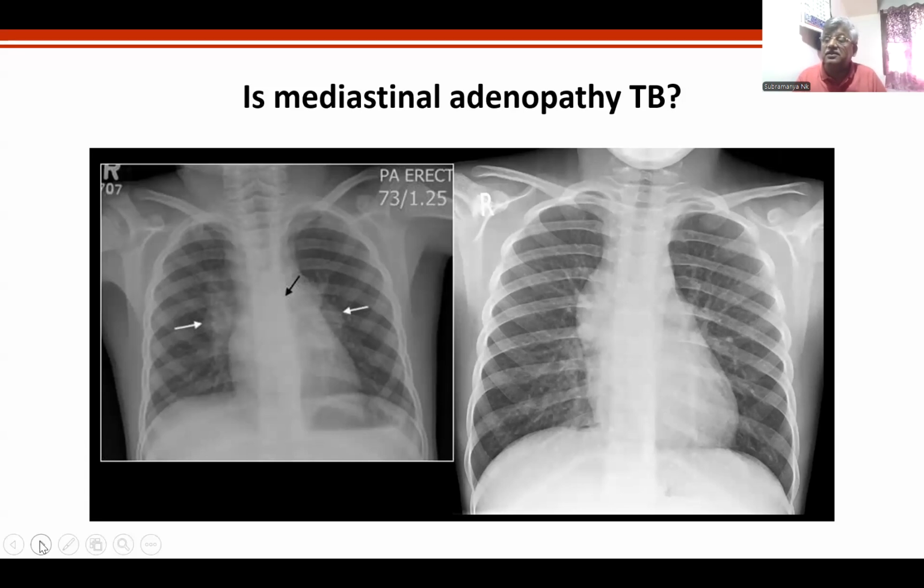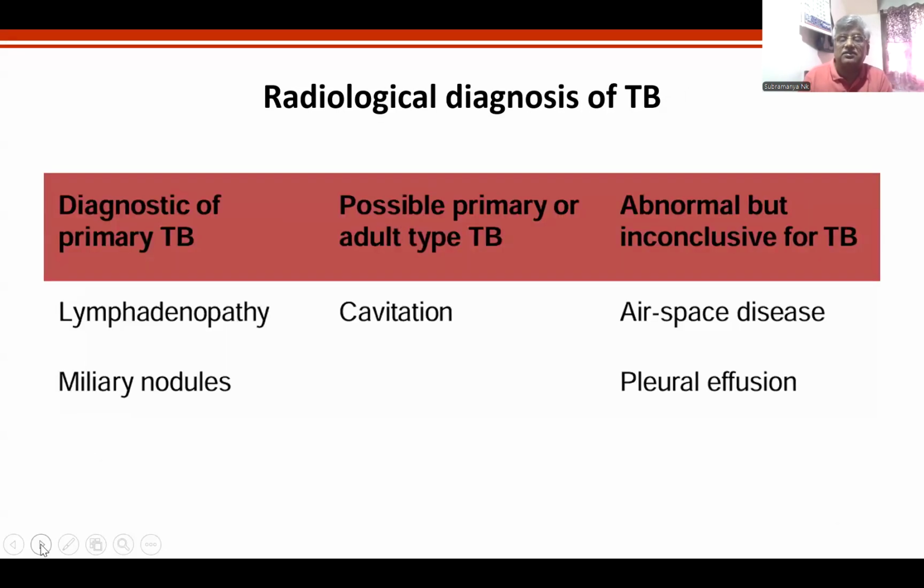Advantage of CT scan is that it can give you liquefactive necrosis, caseating necrosis that you see in TB. It can be seen on a CT scan. But even finding that is not enough, because you need to know whether it is MDR TB or not MDR TB. So therefore, you need an aspiration and a CBNAAT to find out. So radiologically, TB can be diagnosed by lymphadenopathy, miliary nodules, or by cavitation, or an airspace disease and effusion. But airspace disease and a pleural effusion are abnormal findings, but they are inconclusive findings, but common findings in TB. This is very, very important for all of you.